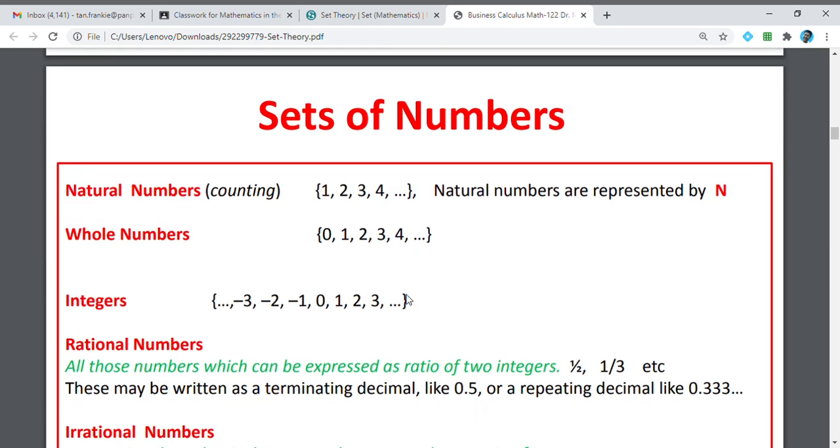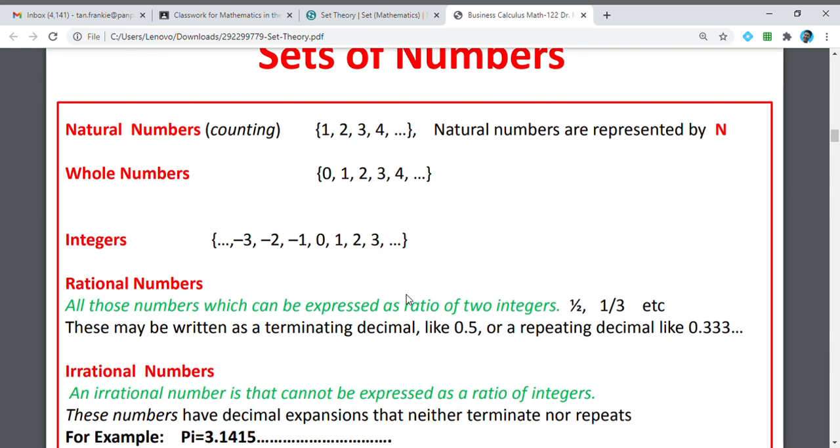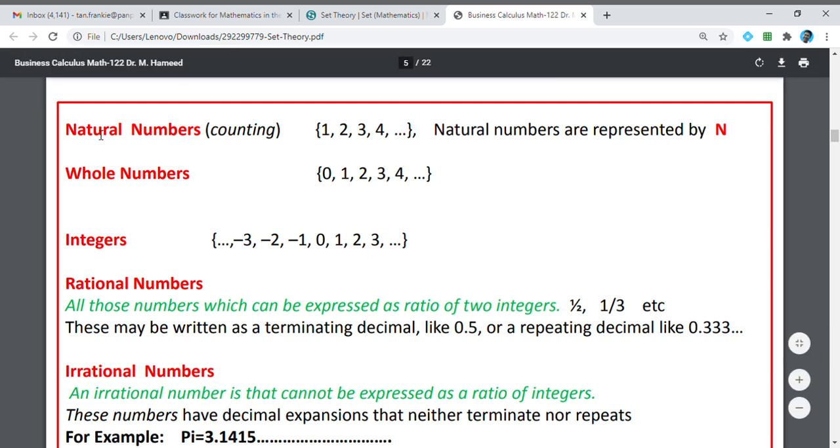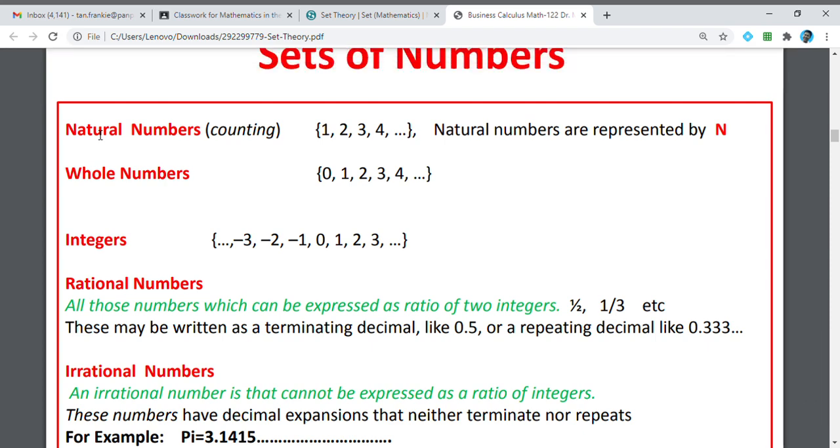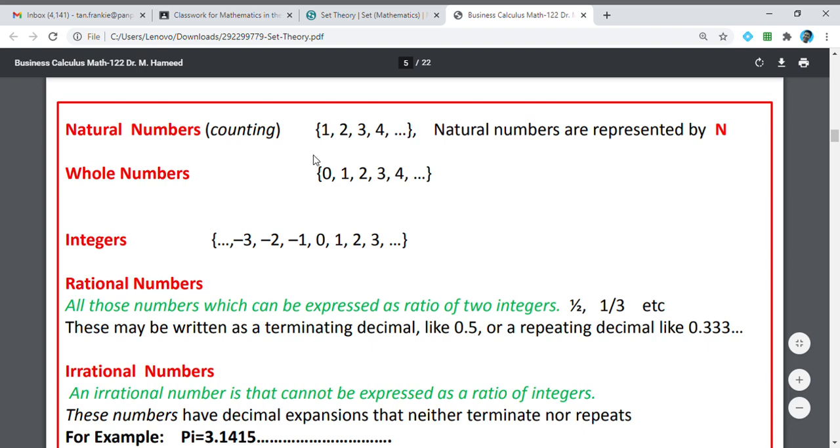Okay, so we have here your set of numbers. When we talk about sets of numbers, maybe you are familiar with your counting numbers, your whole numbers, integers, your rational numbers, irrational numbers. So basically, we have these different sets of numbers. Okay, so when we talk about natural numbers, it is also known as the set of counting numbers. So natural numbers are the usual numbers which are used for counting. So we have here 1, 2, 3, 4, and so on and so forth.